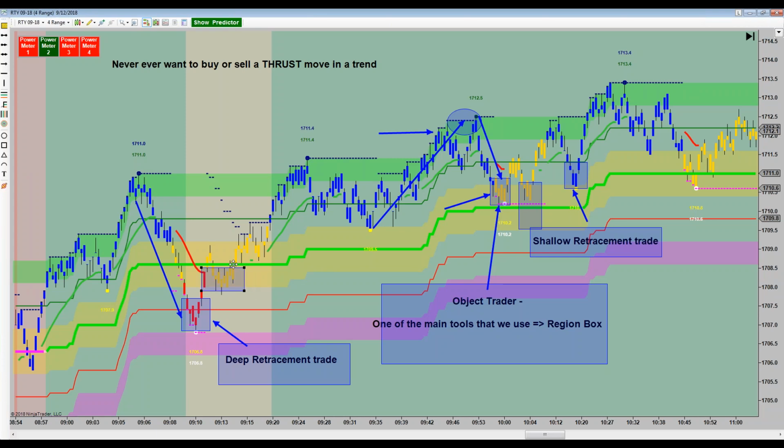These are all midband trade setups right here. Here's another one right here. You can just sort of see where the boxes are going, right?